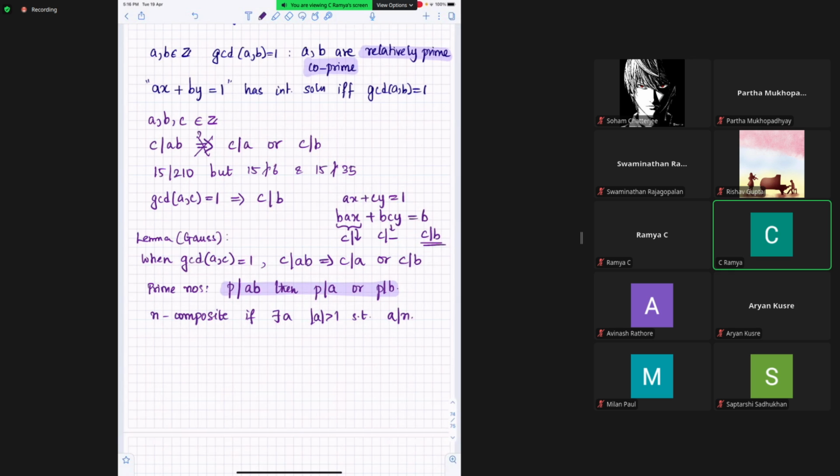Yeah, that is fine, right? Because A, B, C are integers and C could be 1. In that case, if C is 1, then C obviously divides B, since 1 divides B also. So it will itself imply that C divides B in either case, if we assume GCD of A and C is 1.